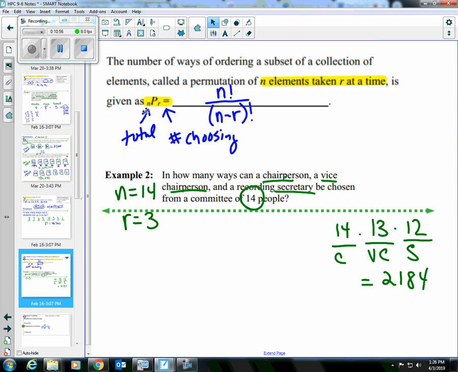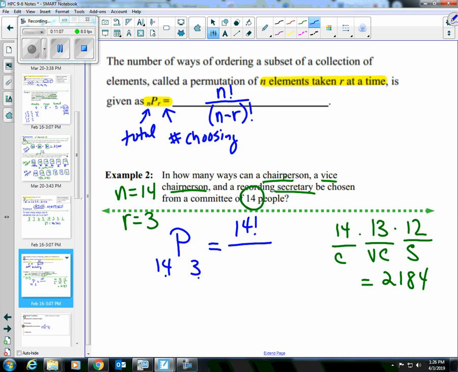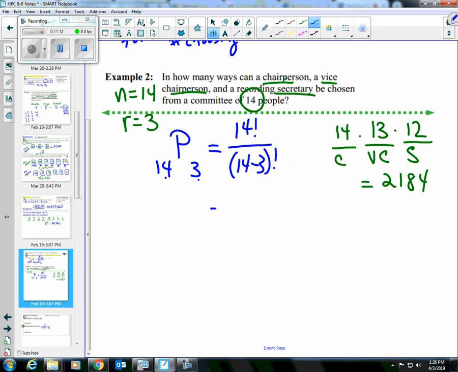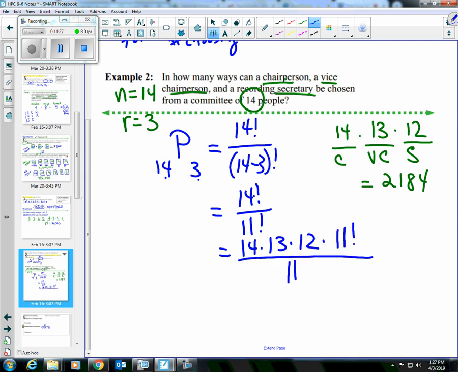But here's the cool thing about permutations. This would be 14 permutation 3. So we write the number we're choosing from, and the number we're choosing would be n factorial, so 14 factorial over 14 minus 3 factorial. Watch what happens when you do that. We talked about factorials before. 14 minus 3 factorial is 11 factorial, right? Well, what's the difference between 14 factorial and 11 factorial? Well, 14 factorial just has three numbers first, and then 11 on down, right? And that's 11 on down. Watch what you have left. The exact same thing that we had when we did that counting principle.